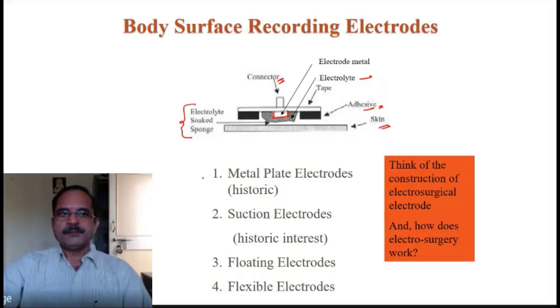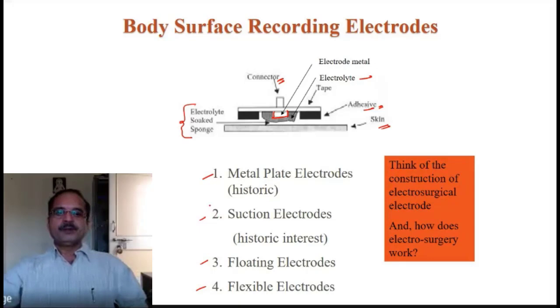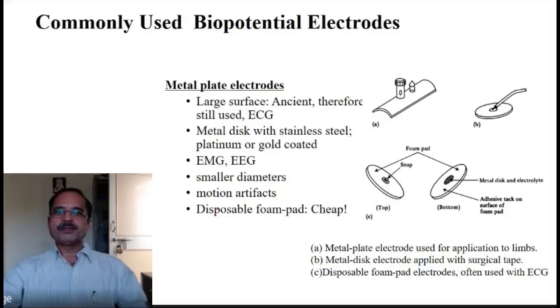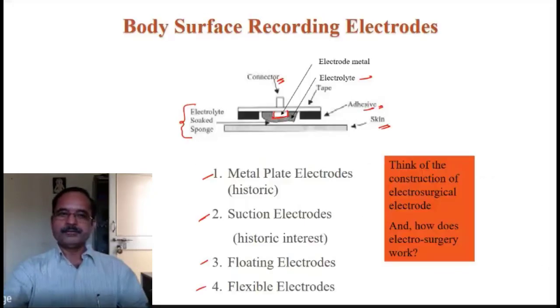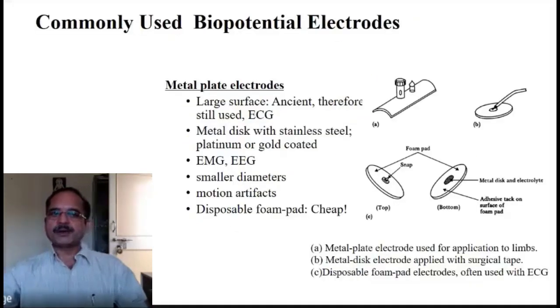Again, for these surface recording electrodes, there are many types: metal plate electrodes, suction electrodes, floating electrodes, and flexible electrodes. So we'll discuss these electrodes now. The metal plate electrodes, suction electrodes, floating electrodes, and flexible electrodes are all body surface recording electrodes. The first one is the metal plate electrode.